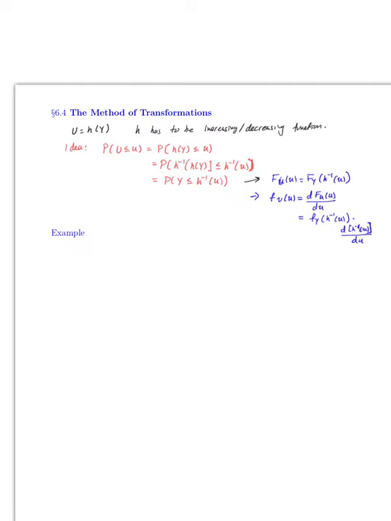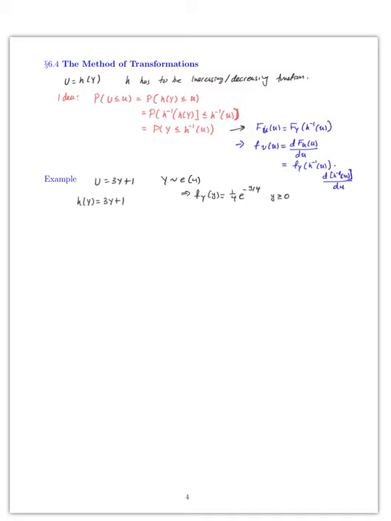Okay, let's try one example. In section 6.3, we did the following example. U was defined to be 3y plus 1, where y was an exponential random variable that has a mean of 4. Or in other words, remember that f of y was equal to 1/4 e to the minus y over 4 when y is greater than or equal to 0. Alright, so here we have h of y is equal to 3y plus 1.